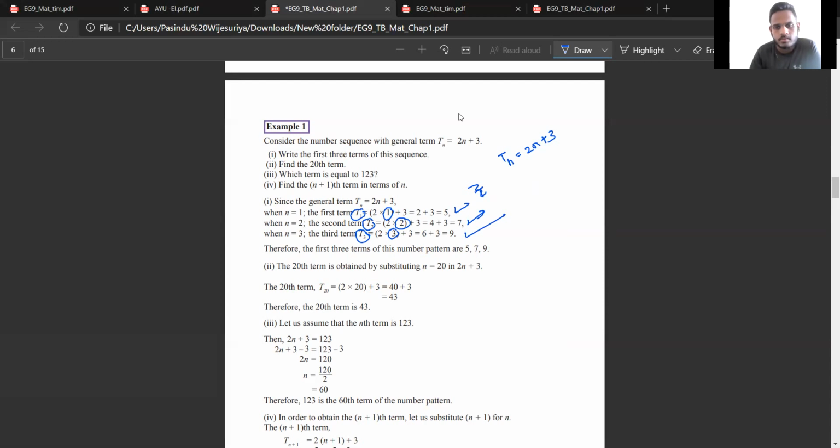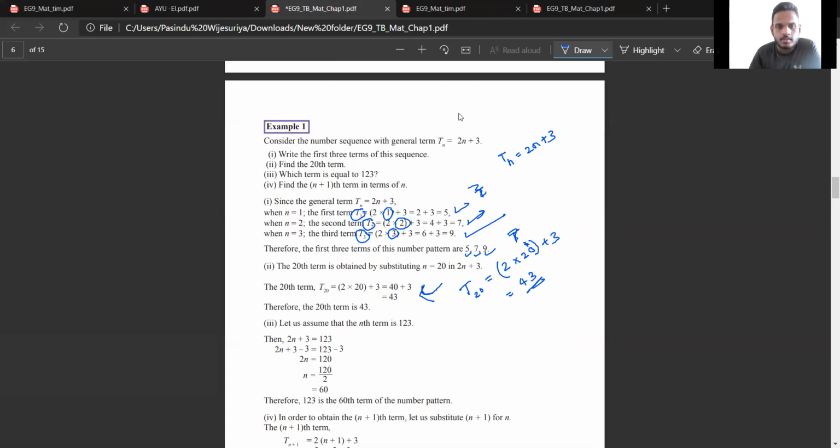So therefore the first 3 terms are 5, 7, 9. So the 20th term is like we have calculated in this part. I would show the 20th term: T20 equals 2 into 20 plus 3, which is 43. Don't forget to put the brackets. It's 43. That's how you get it.